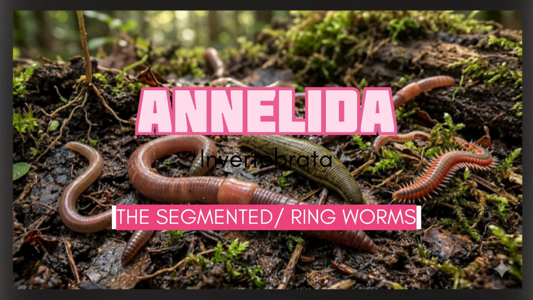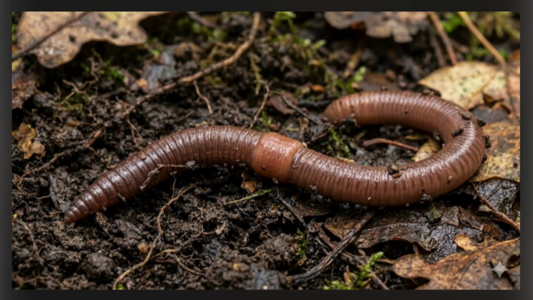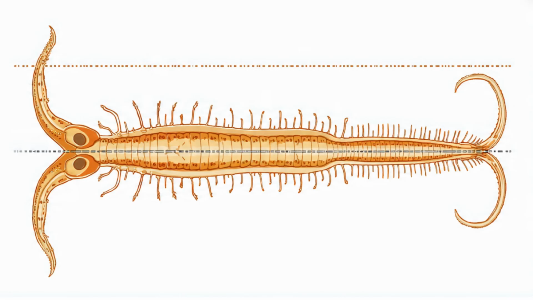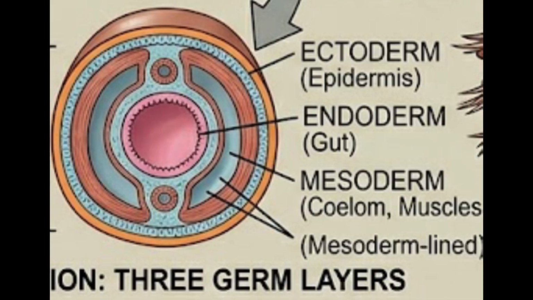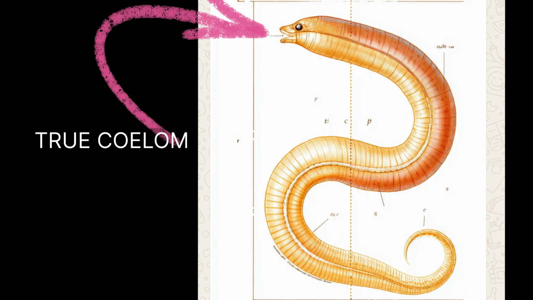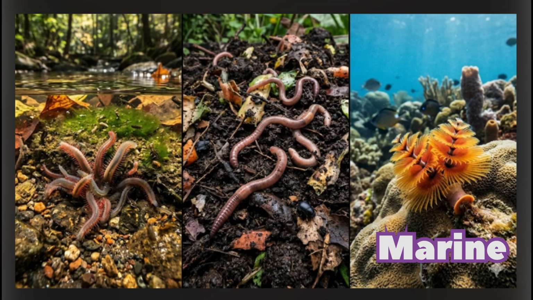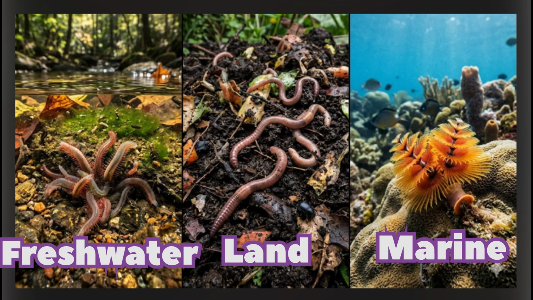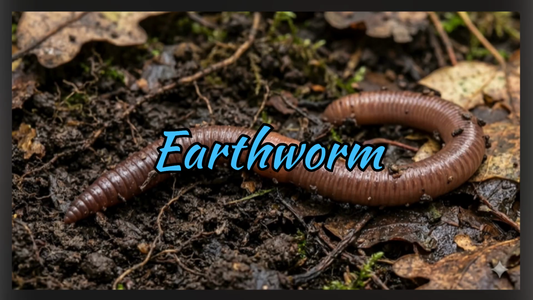Annelida, segmented or ringworms. They have a segmented cylindrical body which is differentiated into head and tail. Bilaterally symmetrical, triploblastic, and have a true coelom. Habitat: marine, freshwater, and land. Examples include earthworm, leech, etc.